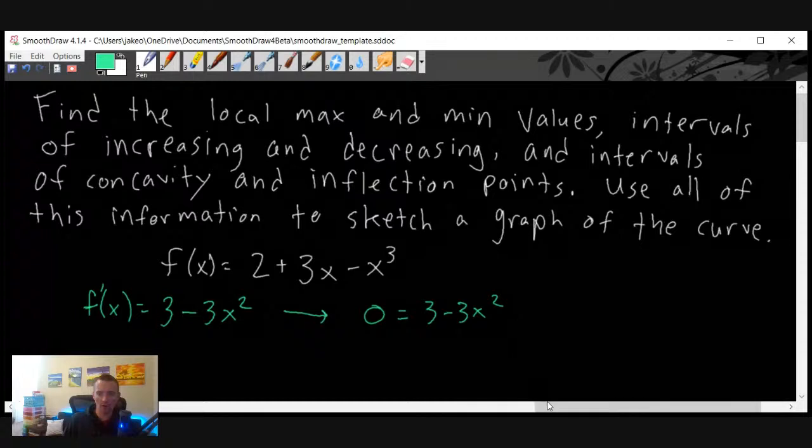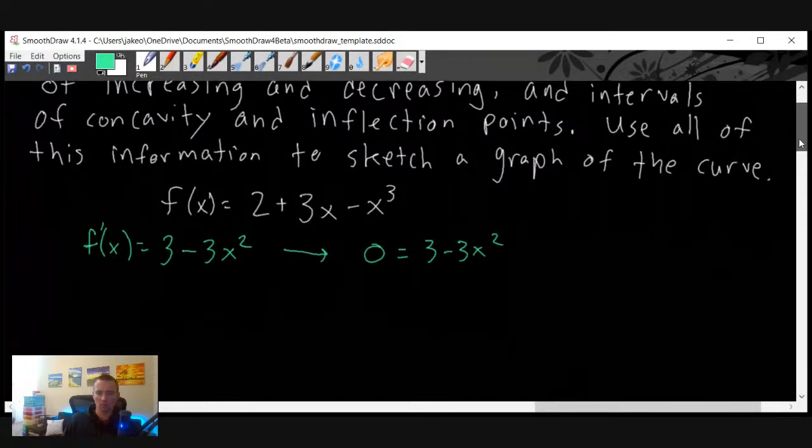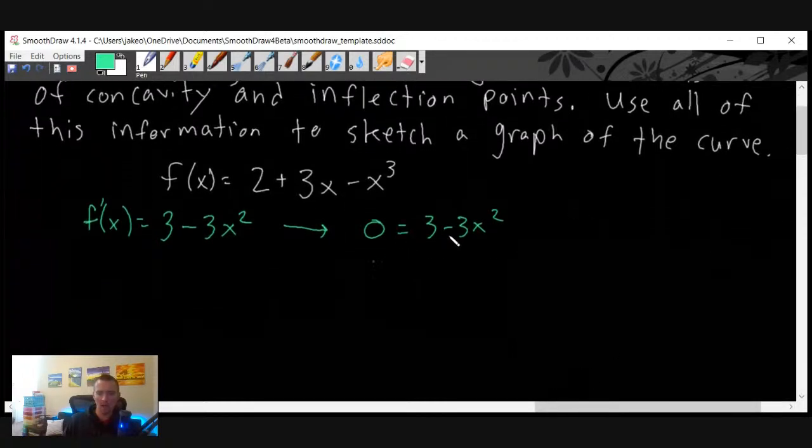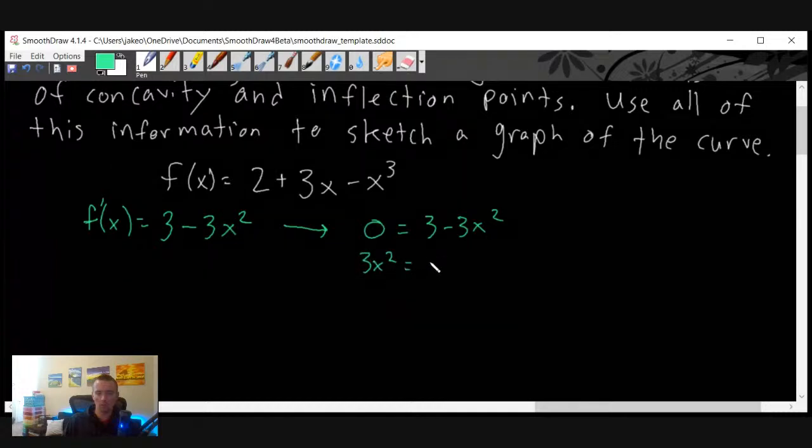And solve for x. So solving this for x, we can add 3x squared over to the other side, divide both sides by 3, and then take the square root of both sides to cancel out the squared. So that gives us x equals, and this is one thing you want to be careful of. When you take the square root of both sides of an equation like this, you need to take the positive and negative square root. So we actually have two different critical numbers here.